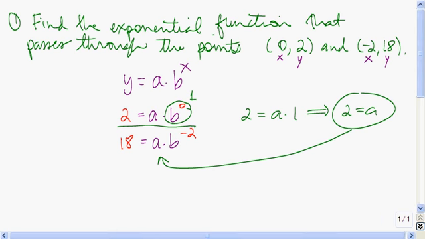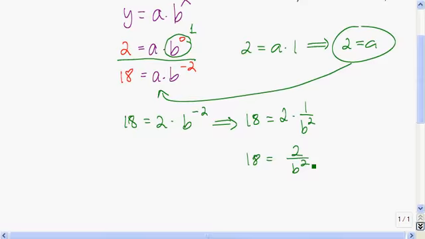and then we have an equation with just b in it. So that's 18 equals 2 times b to the -2. b to the -2 is 1 divided by b squared. 2 times 1 divided by b squared is just 2 divided by b squared. To solve this, we'll multiply both sides by b squared, so we get 18 b squared. 2 divided by b squared times b squared is just 2.